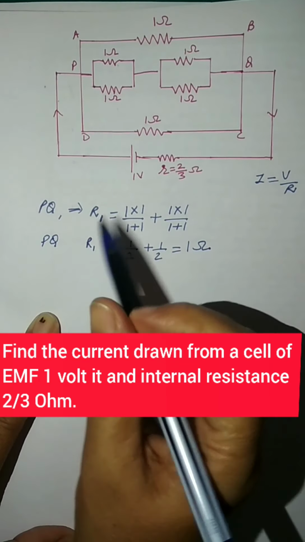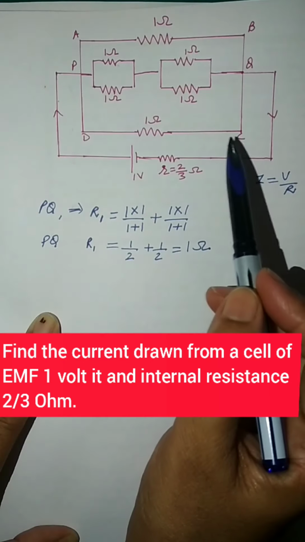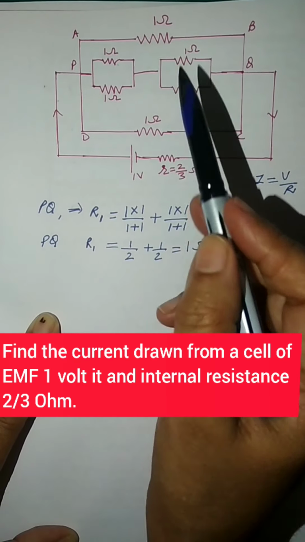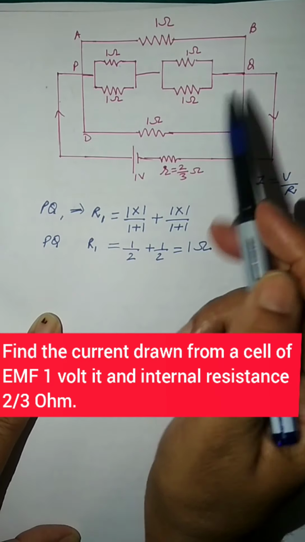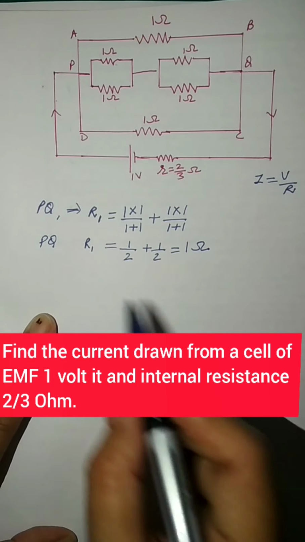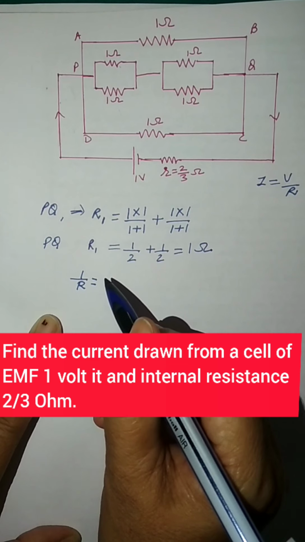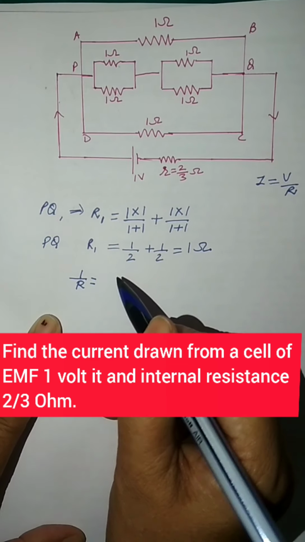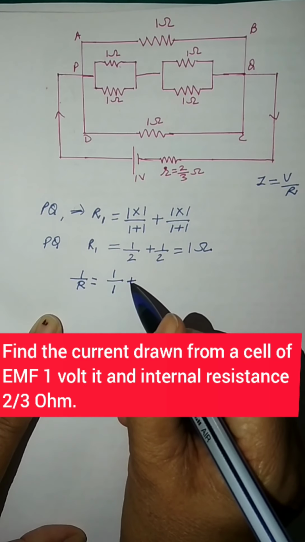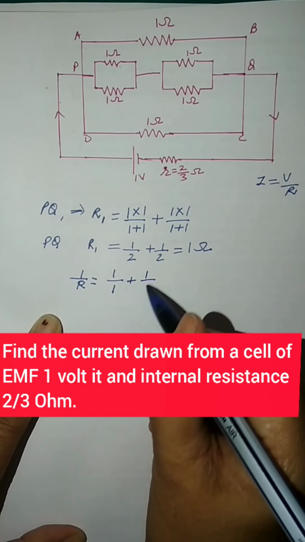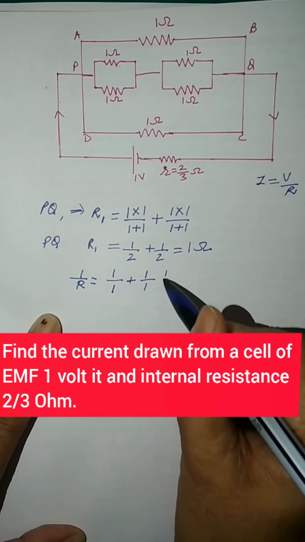So after simplification, resistance in PQ is 1 ohm, in AB is 1 ohm, and DC is also 1 ohm. Now you can see that all these three arms are connected in parallel. So if these three arms are connected in parallel, what will be my equivalent resistance? Let's say my equivalent resistance is R. As you know, in parallel, 1 by R is equal to the sum of the reciprocals of each resistance. So 1 by R will be equal to resistance in AB, 1 ohm, plus in PQ, 1 ohm, and again in DC, this is 1 ohm.